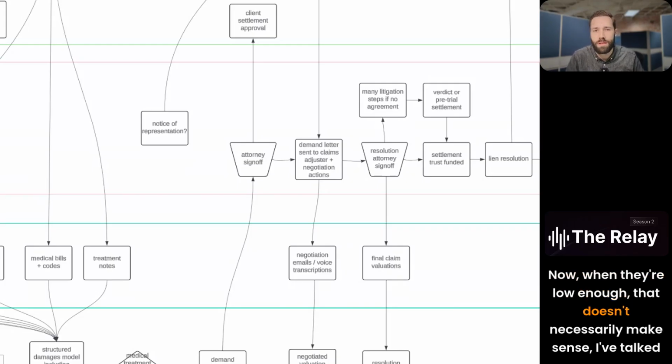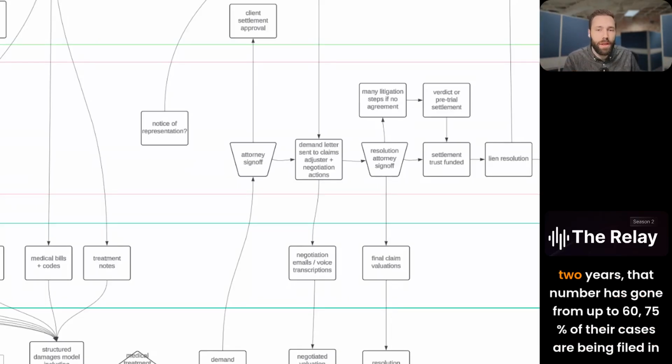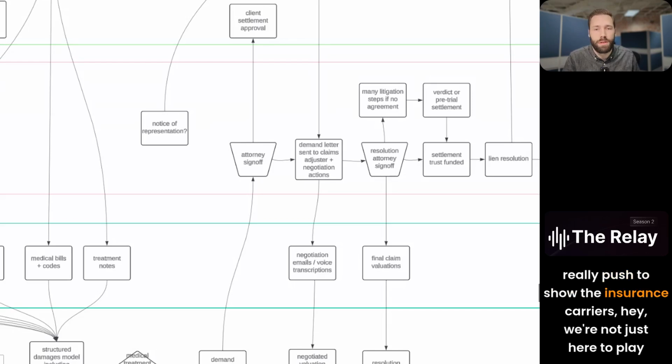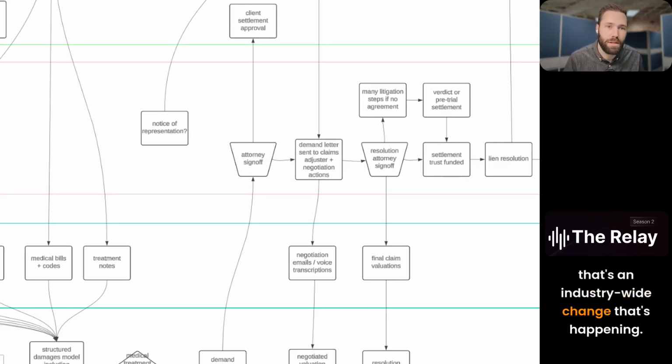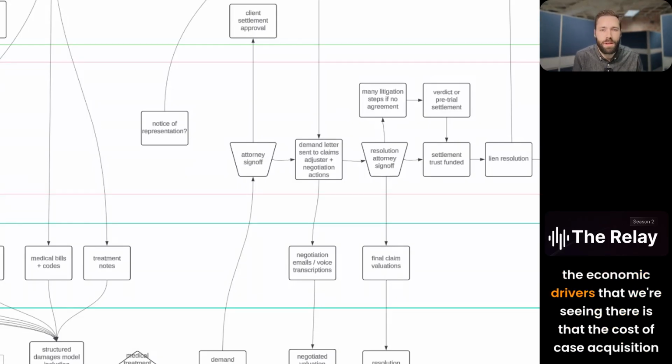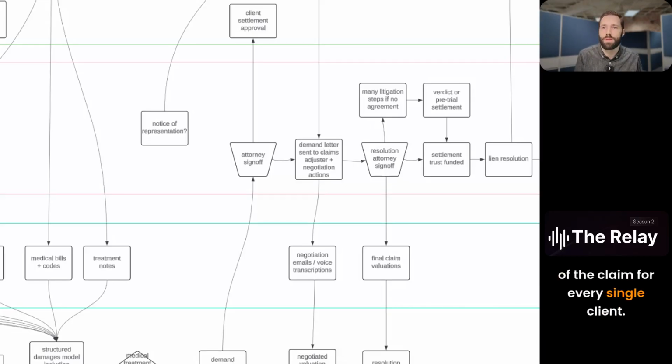Now, under law, that doesn't necessarily make sense. I've talked to law firms where they were filing 10% of their cases, and they've now, even in the past 2 years, that number has gone up to 60, 75% of their cases being filed in court, just to really push to show the insurance carriers, hey, we're not just here to play around and get a deal done. We're here to get the most for our client. That's an industry-wide change that's happening. The economic drivers that we're seeing there is that the cost of case acquisition is increasing. There's tort reform in some places, and so the average value of the case really matters, pushing to maximize the value of the claim for every single client.